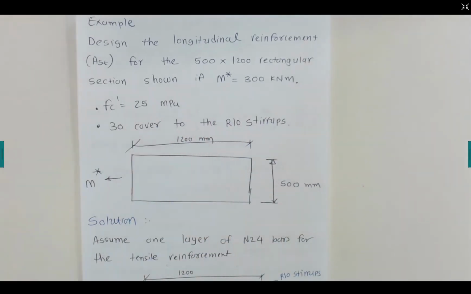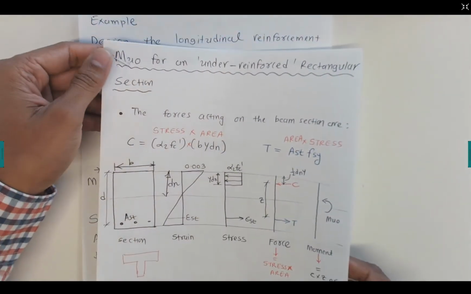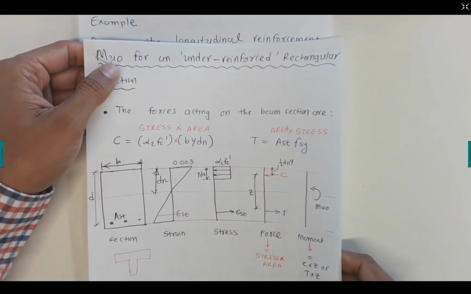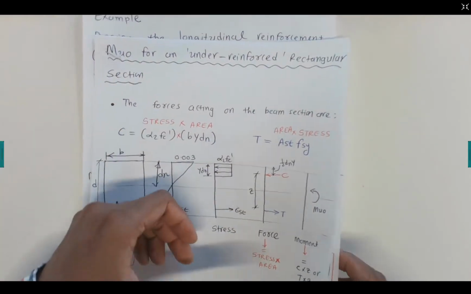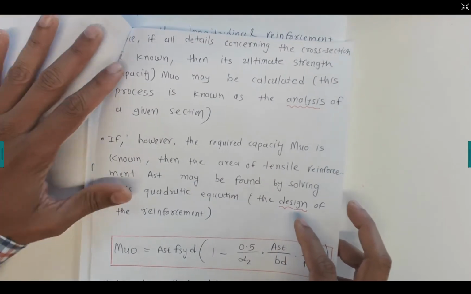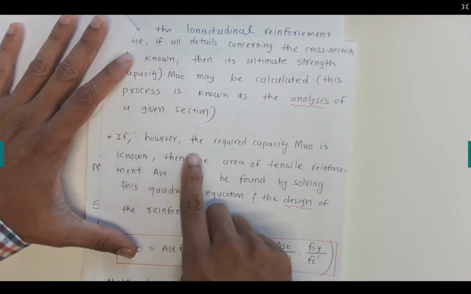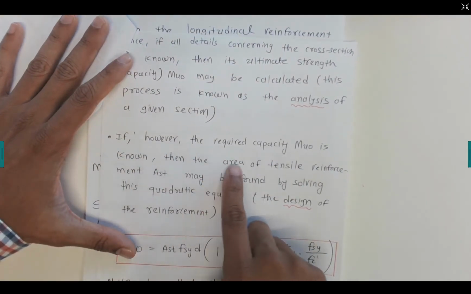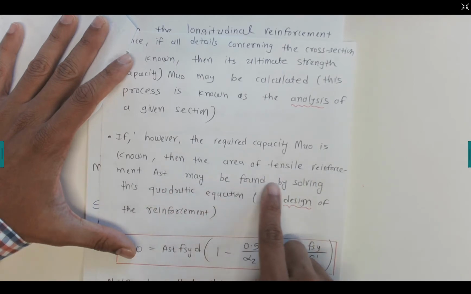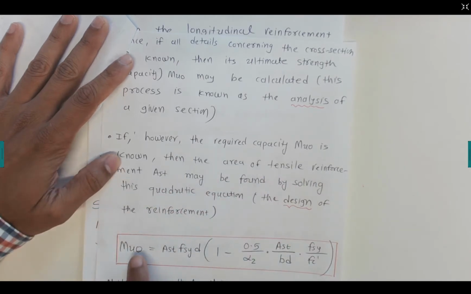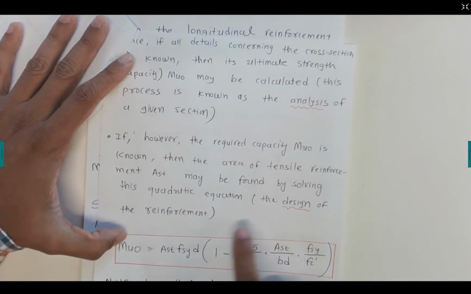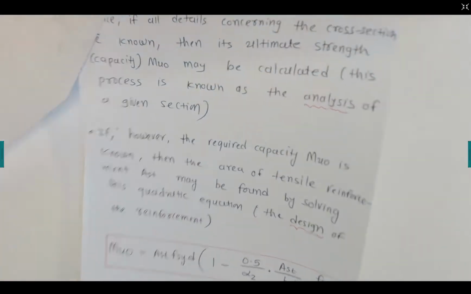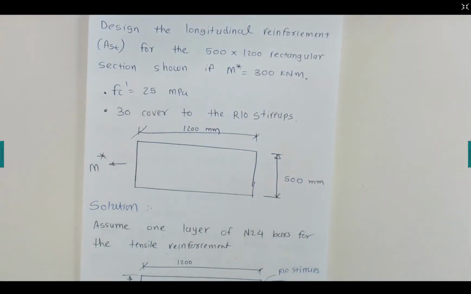Now this is an example for the design of sections. This is the capacity of an under reinforced rectangular section. In the previous video we discussed that if the capacity Mu is known, then the area of tensile reinforcement may be found by using this equation. So we can substitute Mu and we can find AST. This is the design of reinforcement example, just getting from the previous example.